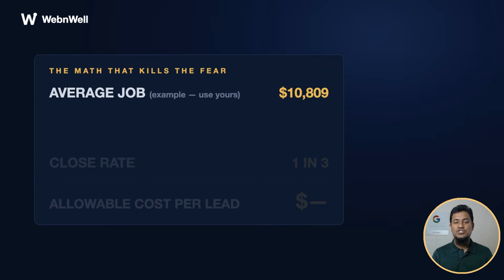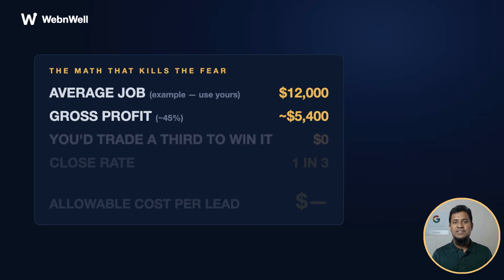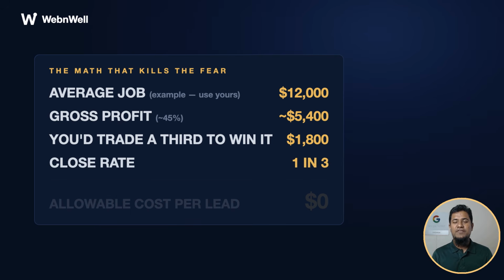Say your average job is $12,000. That's an example. Swap in your number. Say the margin's around 45%. That's about $5,400 in gross profit. Now, what would you happily trade to win that job? A third of the profit? That's $1,800. And say you close 1 in 3 qualified leads.